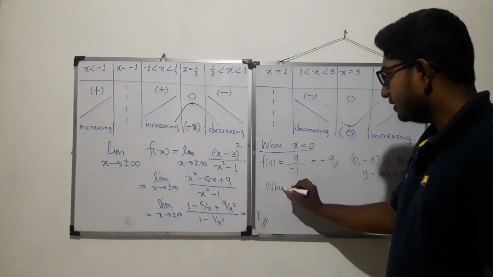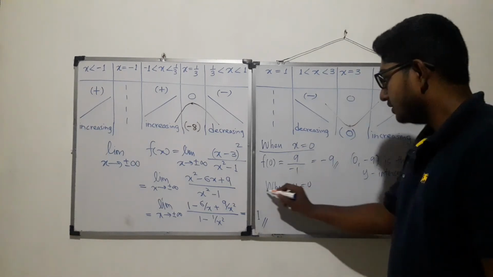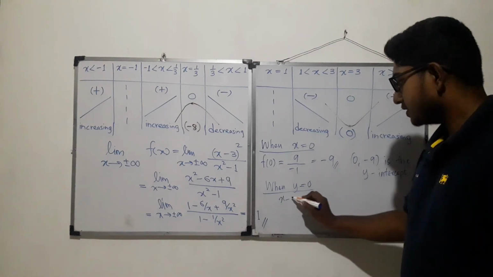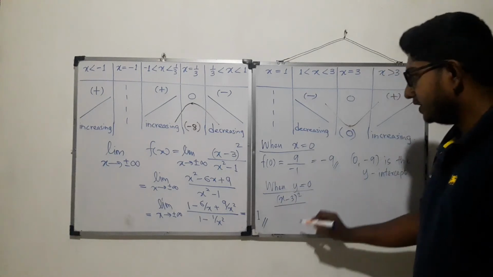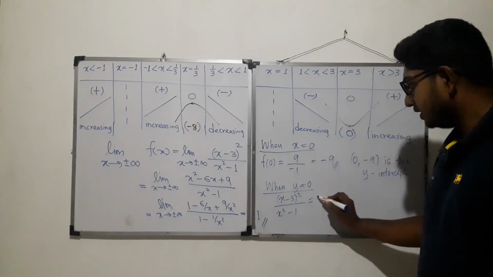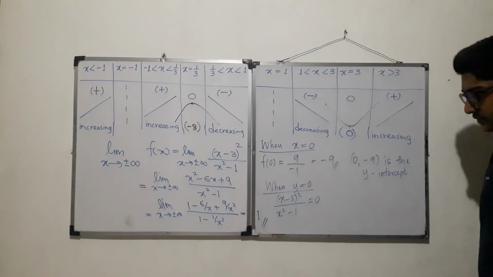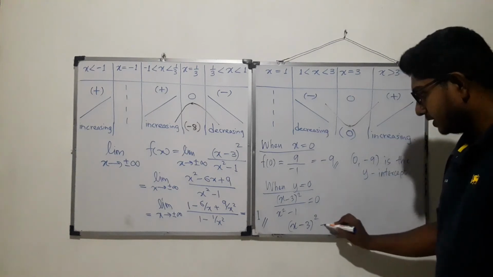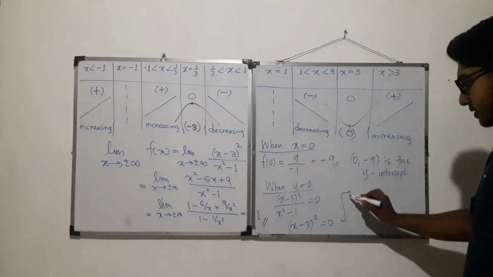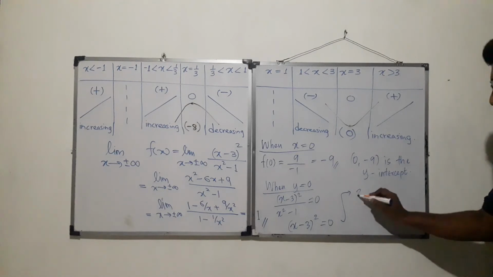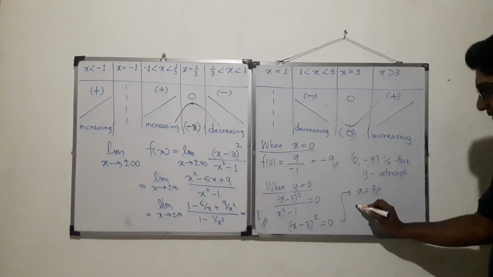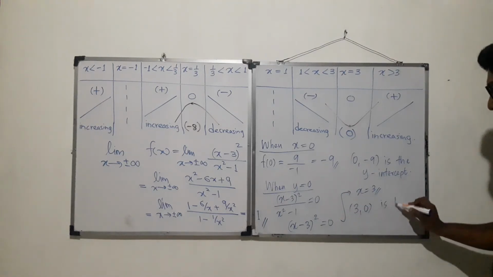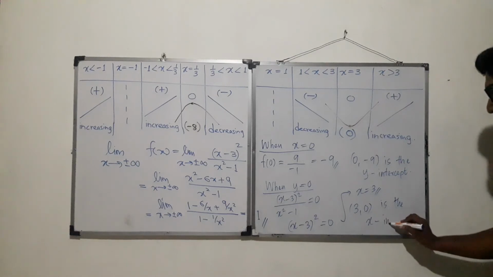Now we have to find the x-intercept. For that, I have to substitute 0 for y. (x minus 3) squared divided by x squared minus 1 equals 0. Here we have (x minus 3) squared equals 0. From this, I can find the value of x, that is 3. Therefore, 3 comma, what is the y value? 0. (3, 0) is the x-intercept.